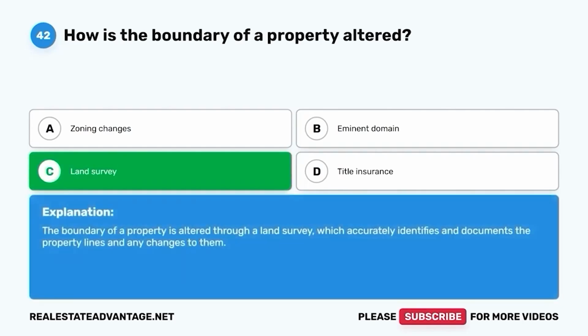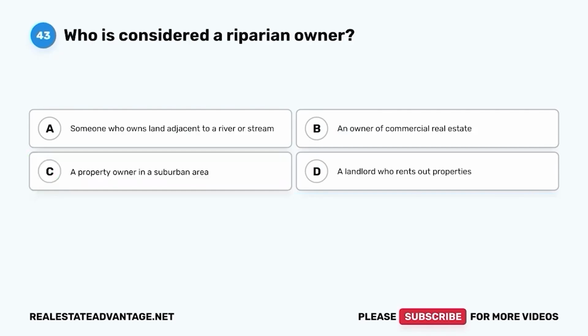The boundary of a property is altered through a land survey, which accurately identifies and documents the property lines and any changes to them. Question 43. Who is considered a riparian owner?